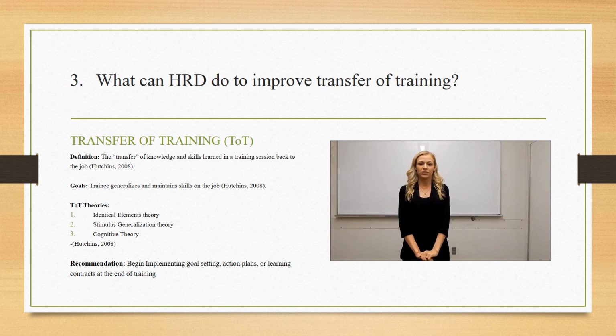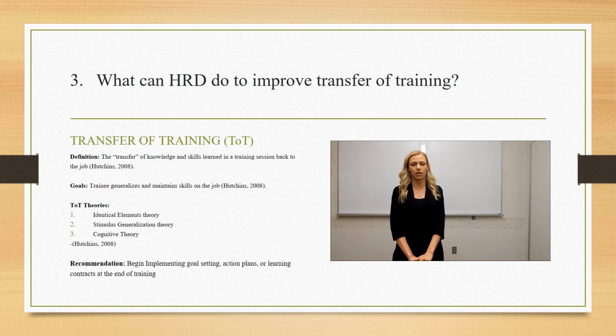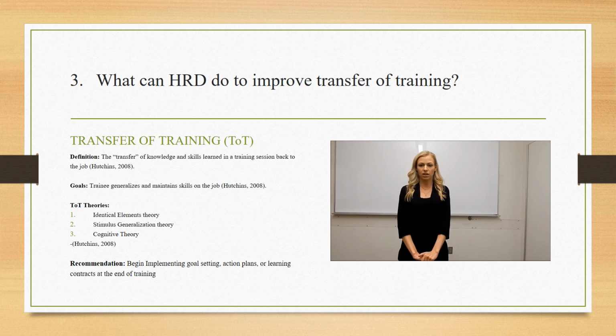Issue 3 asked us, what can human resource development do to improve transfer of training? According to Holly Hutchins, PhD, and Lisa A. Burke, PhD, transfer of training occurs when a person is transferring and applying the knowledge and skills they learned in a training session back to their job. For example, someone such as an office assistant can take a training course on how to type using a keyboard and then transfer and apply these learned skills back to their job at the office.